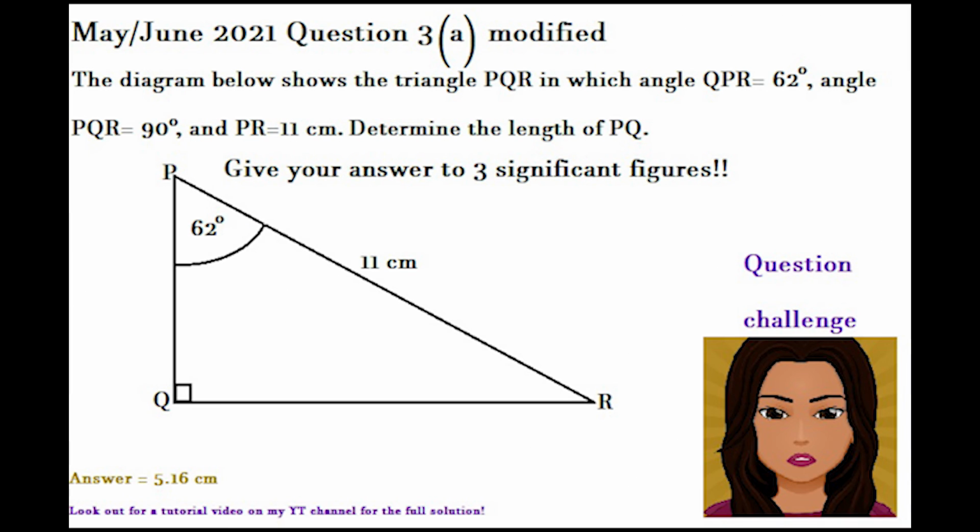If you think you fully understand how to apply the cosine ratio to solve for a missing side, take a look at this question. I've already included the answer at the end, so you can see if you get that as your final answer, and look forward to the tutorial video on how to do this solution.